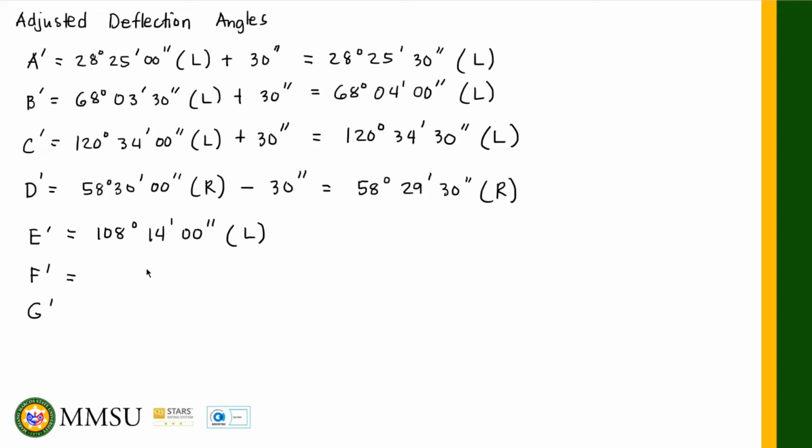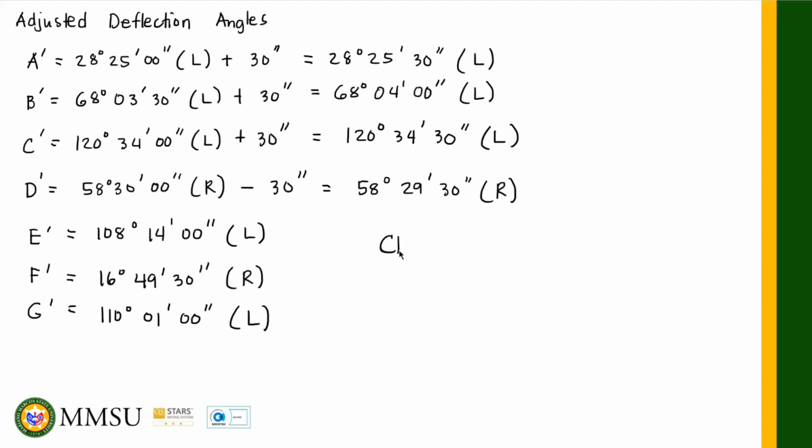For F, we are going to subtract because it's an angle to the right. So we have 16 degrees, 49 minutes, 30 seconds, and this is still an angle to the right. For angle G, we need to add the correction. So it becomes 110 degrees, 01 minute, and 00 seconds, still to the left. Okay, so these are now our adjusted deflection angles. If you need to check, you can check.